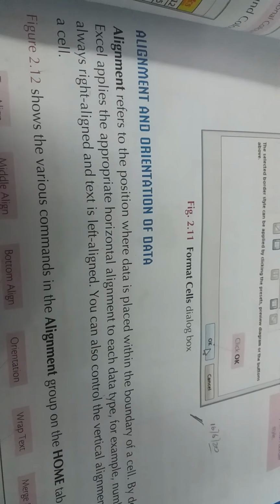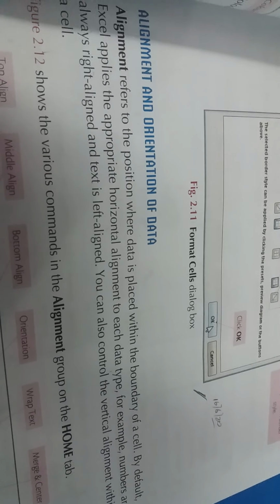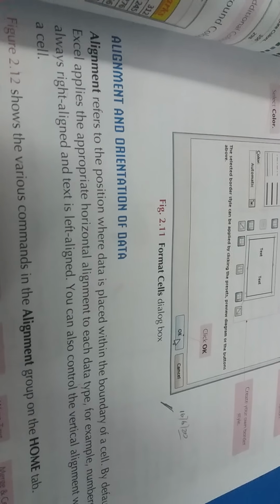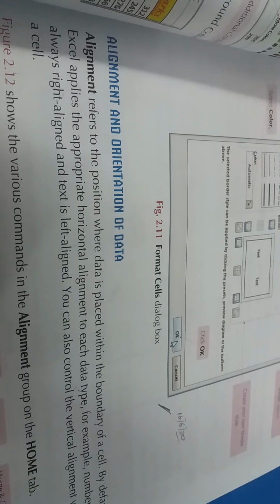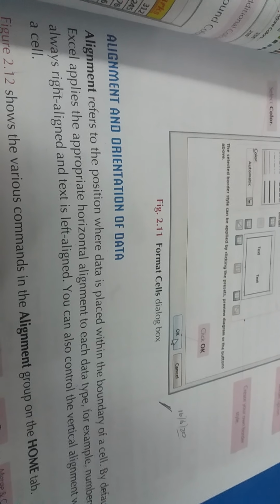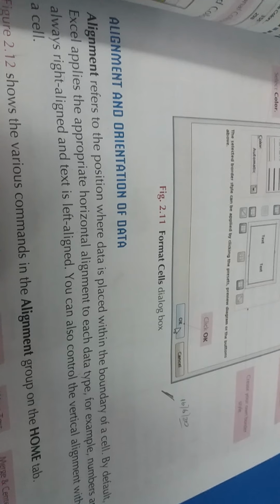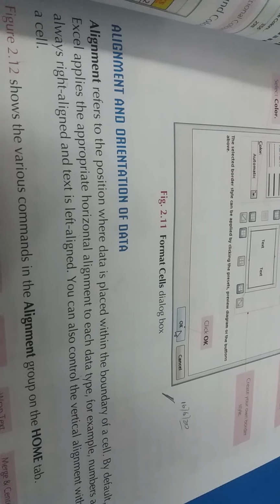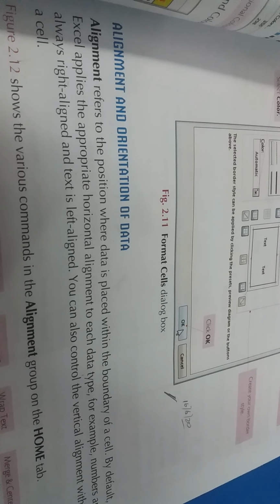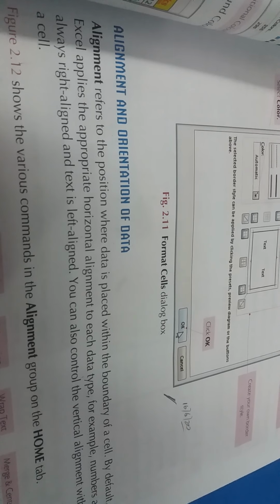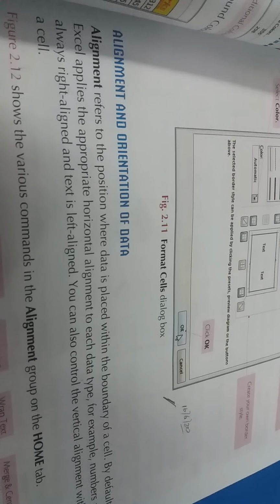Open page number 17. Here we will study alignment and orientation of data. Alignment refers to the position where data is placed within the boundary of a cell. As you know that Excel sheet is a working of cells. Excel sheet completely depends on cells. Excel sheet पे cells बने हुए होते हैं. तो alignment refers to the position where data is placed within the boundary of a cell. Cell के अंदर data कहाँ पर मौजूद है वो उसकी alignment कहलाती है.